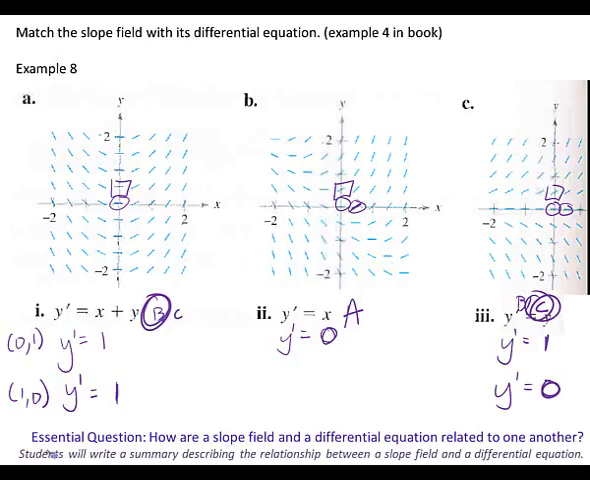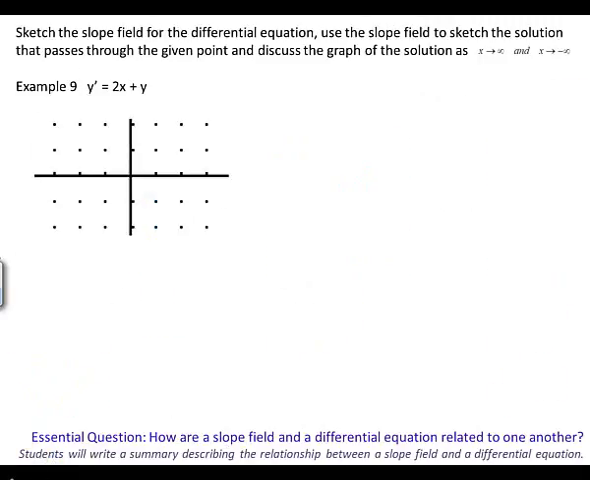Oh, no, there's one more. 9. All right. One more. All right, so we have to sketch the slope field for the differential. Again, we did this last week. Use the slope field to sketch the solution that passes through the given point. They didn't give us a point, did they? All right. And then discuss the graph as it approaches infinity.